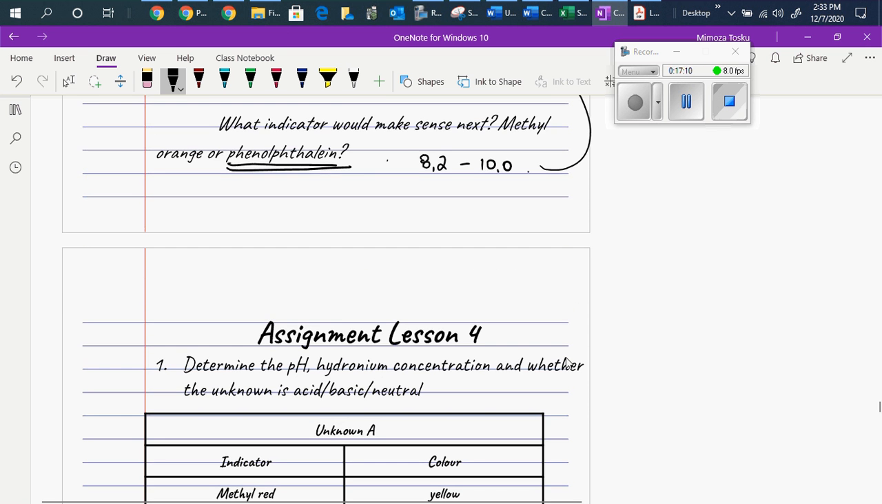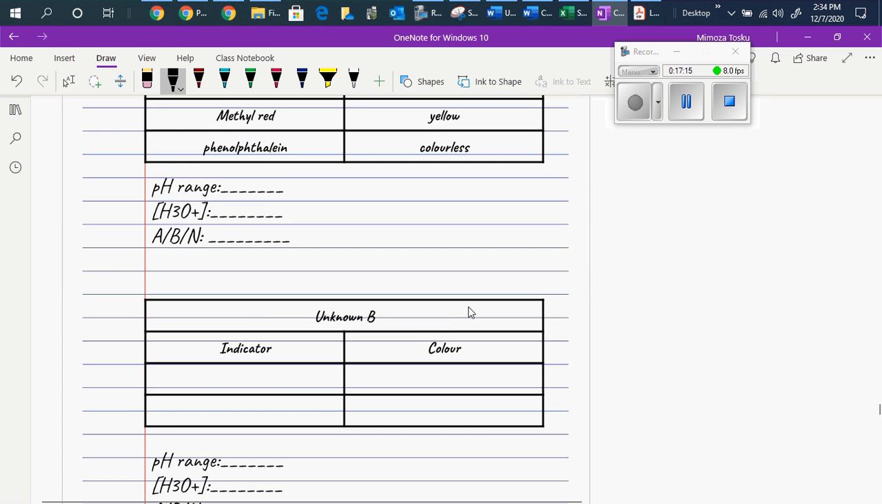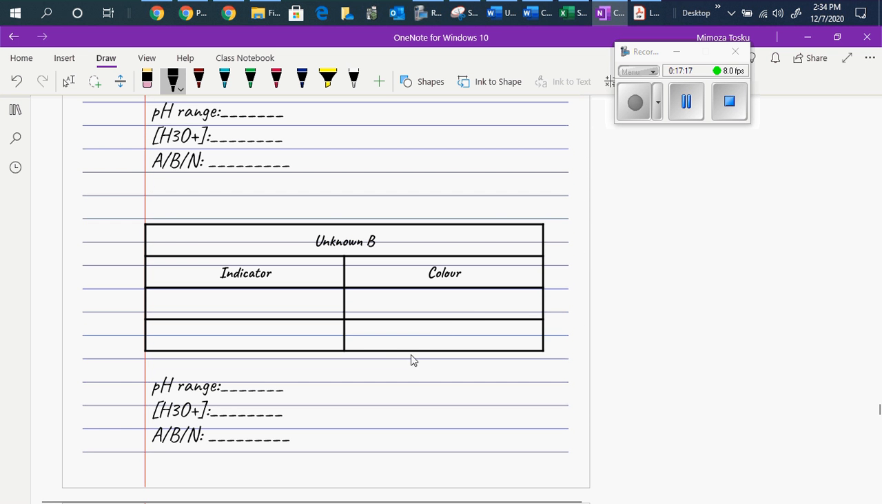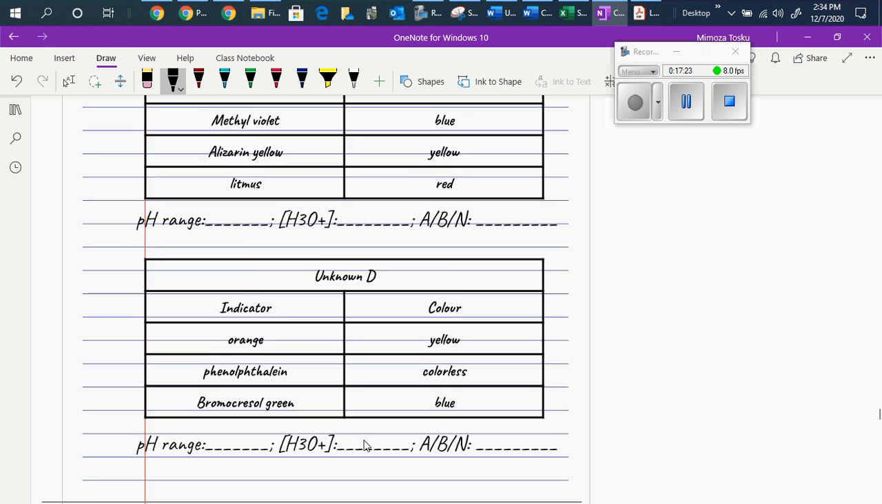Okay, this is the lesson, and now you can work on the assignment, just identifying the pH range and the concentration and saying if it is an acid or if it is a base. Okay.